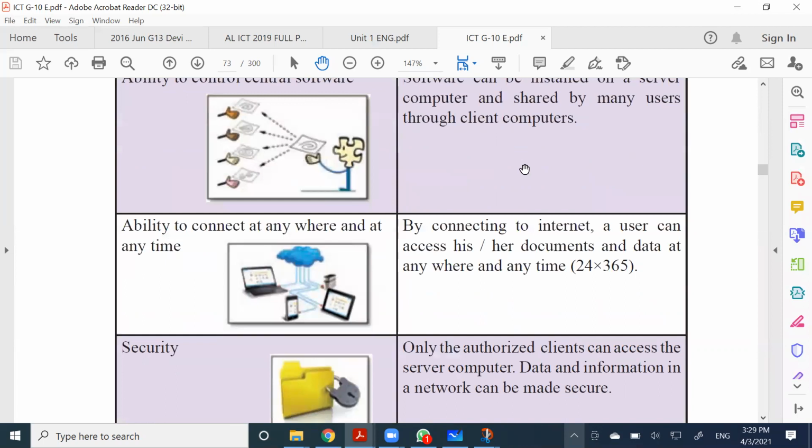And ability to connect anywhere and anytime, like I said. When it comes to cloud-based networks, we can access it from anywhere at any time, so time and location are free from it. And the security. Unlike standalone computers, networks implement a higher security because they have a higher risk. Yeah, just a second, people.